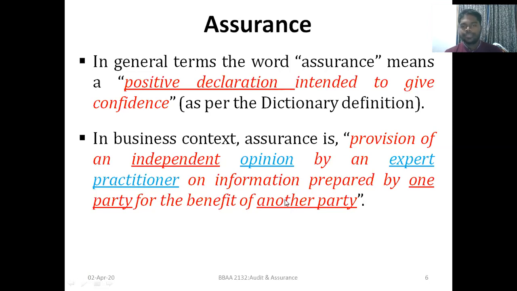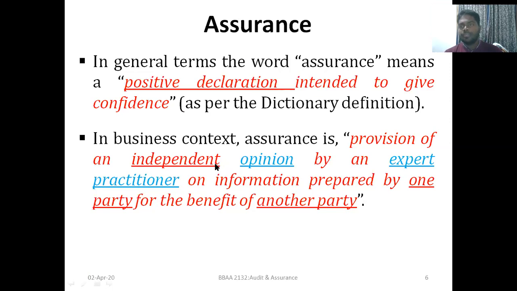So this is an important one. In the business context, when you define the term assurance, it says the assurance is the provision of an independent opinion. Each and every word is very important. That's why I used different colors and also highlighted or italicized it. You should clearly understand the meaning of each and every term or word. So, provision of independent opinion.